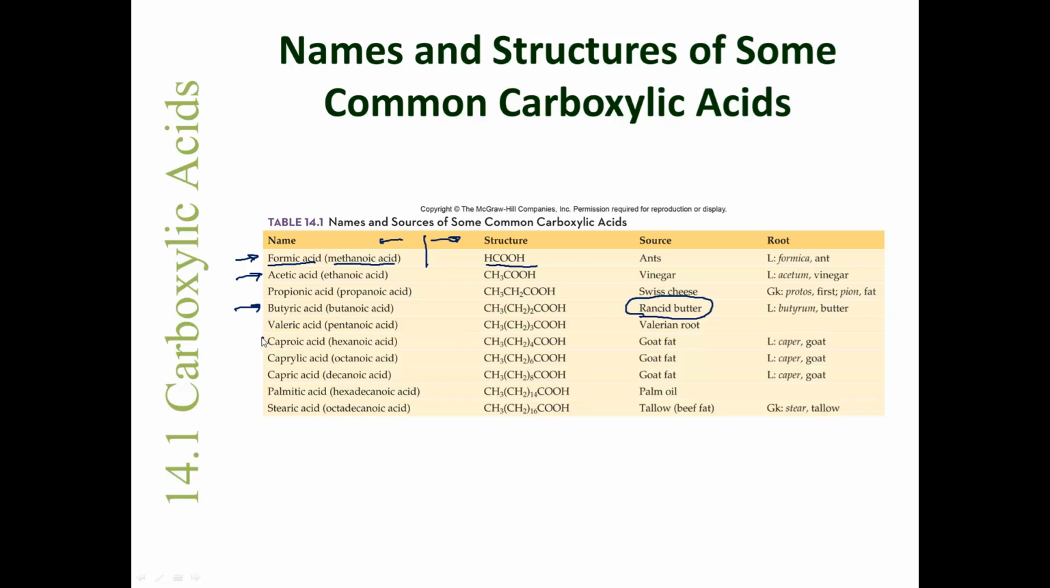And then these right here are goat fats. In fact, that's what this part comes from right here, Capricorn. So that is something to remember. Or palm oil, palmitic acid. And stearic acid, this is a really important one too. Beef fat, tallow. All right. So here they show you where the root for those common names come from.